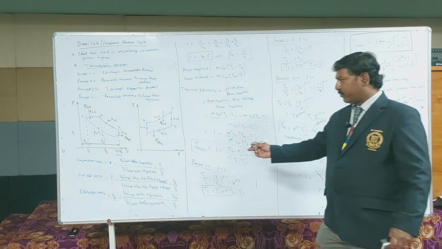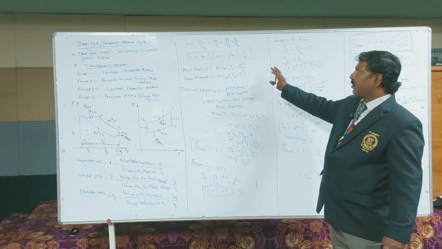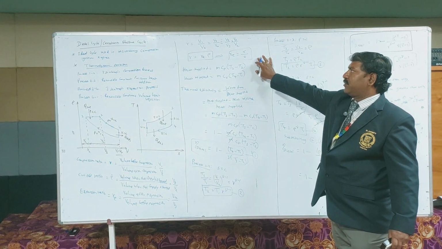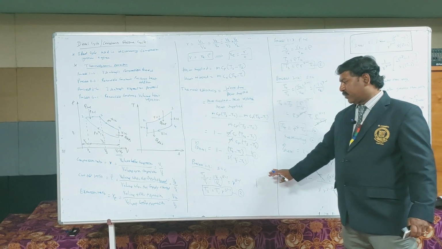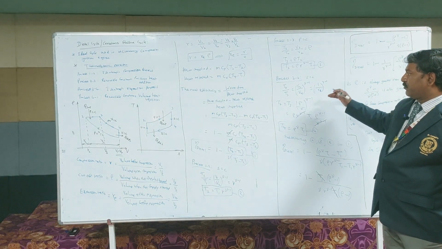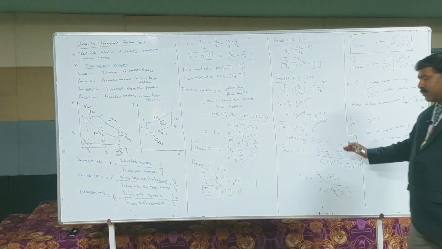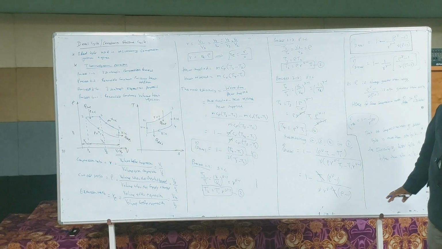All these results we have to remember: what is compression ratio, cutoff ratio, expansion ratio, and this relationship Re is equal to R by rho, and we have to derive the relations between the temperature T2 as a function of T1, T3 as a function of T1, T4 as a function of T1. Then substituting in the equation, we will get the efficiency of diesel cycle as mentioned here.